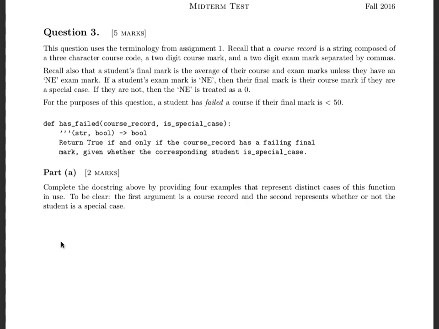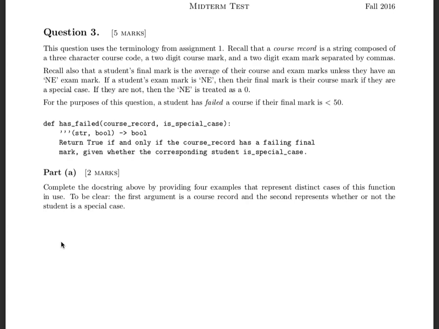Recall that a course record is a string composed of a 3-character course code, a 2-digit course mark, and a 2-digit exam mark separated by commas. Recall also that a student's final mark is the average of their course and exam marks unless they have an NE exam mark. If the student's mark is NE, then their final mark is their course mark if they are a special case. If they are not, then NE is treated as a 0. For the purposes of this question, a student has failed the course if their final mark is less than 50%.